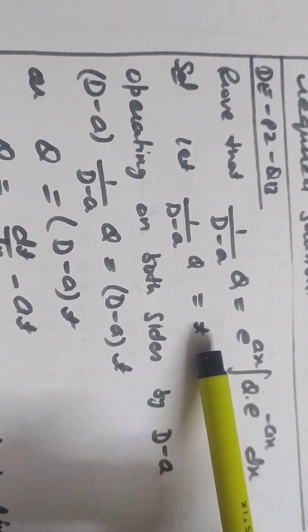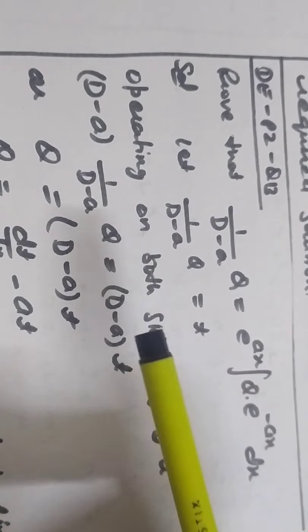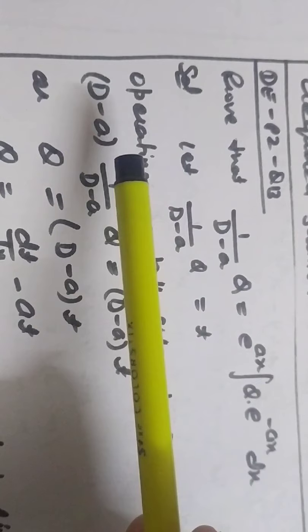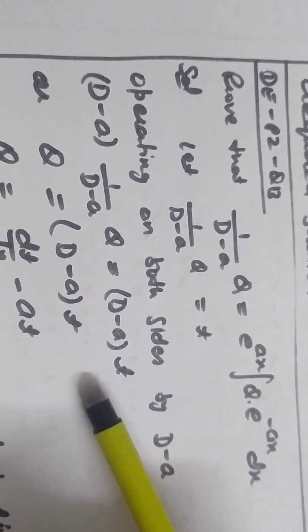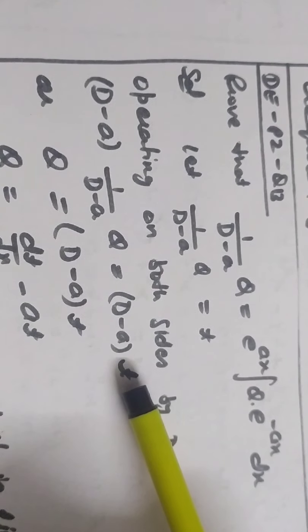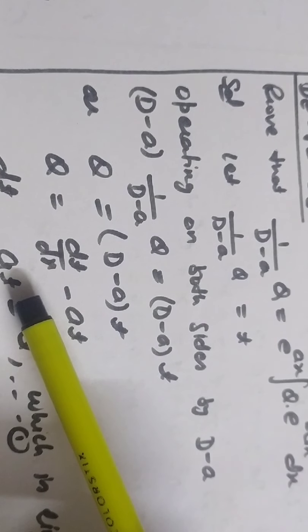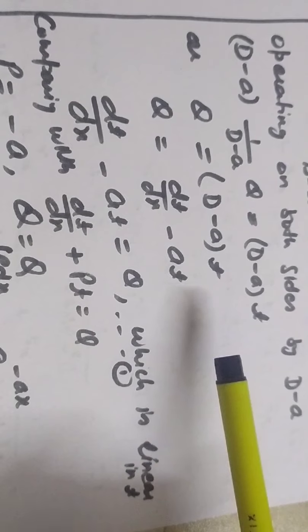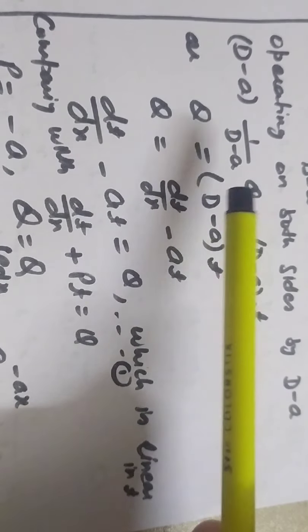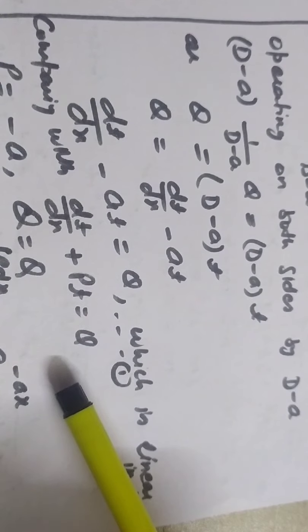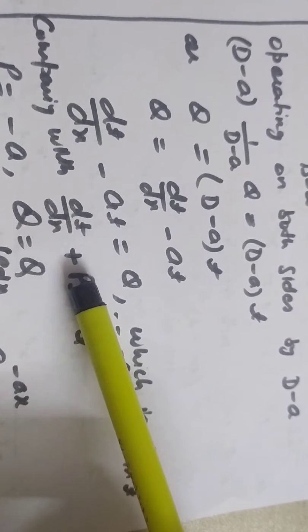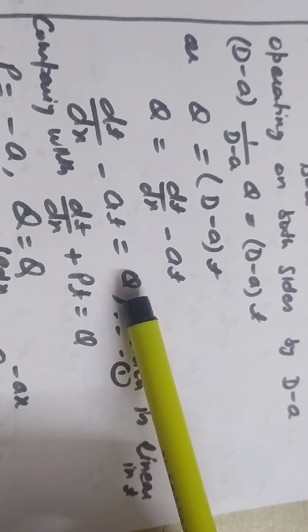t. Then operating on both sides by d minus a, you will get d minus a into 1 over d minus a into q is equal to d minus a into t. So d minus a will get cancelled out and q is equal to dt over dx minus a t. This is nothing but a linear differential equation for the dependent variable t. Therefore, you can compare this equation with dt over dx plus p t is equal to q. When you compare these two equations, you will get p is equal to minus a and q is equal to this.